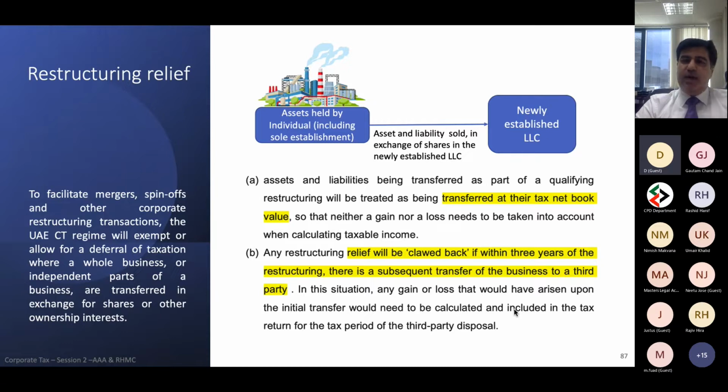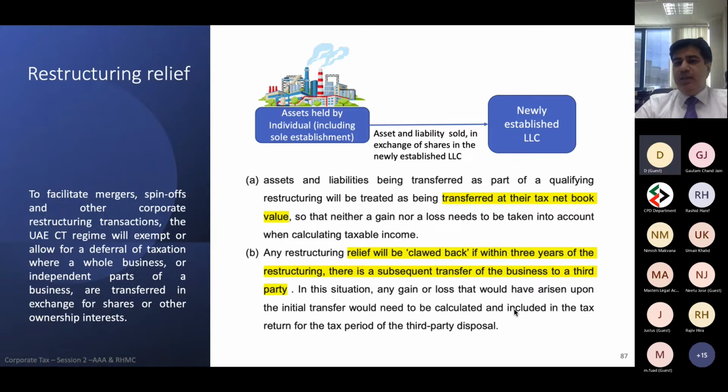Point number 1, asset and liability being transferred as part of qualifying restructuring will be treated as being transferred at the tax net book value. That means you're not booking a profit. Again, what we referred to in the previous 75% story also, you're only deferring the tax by transferring the asset.